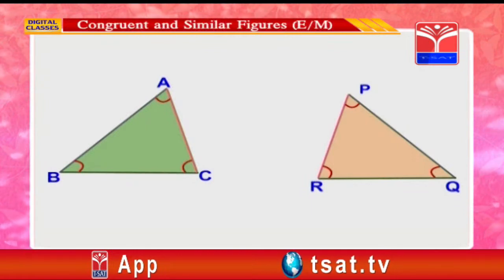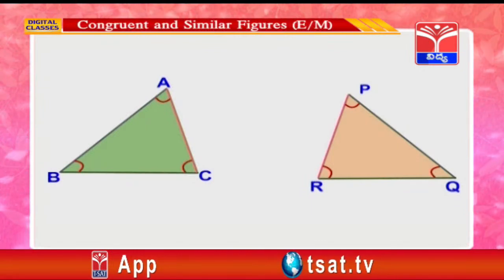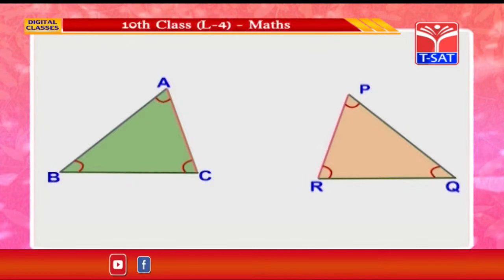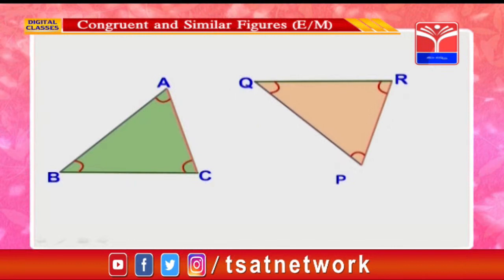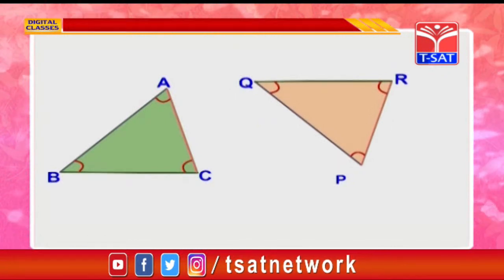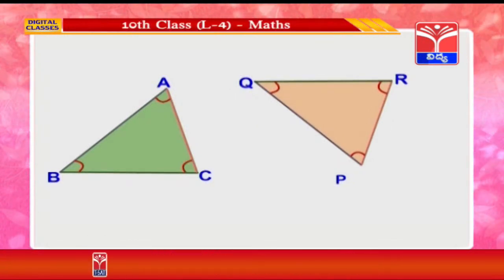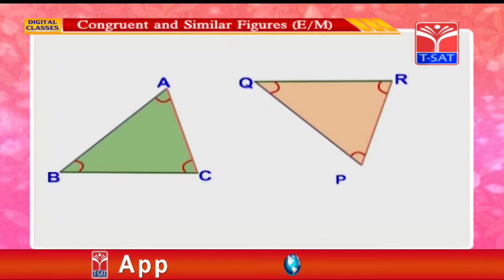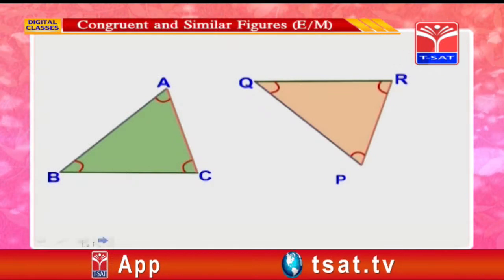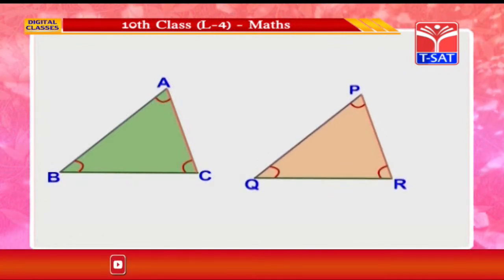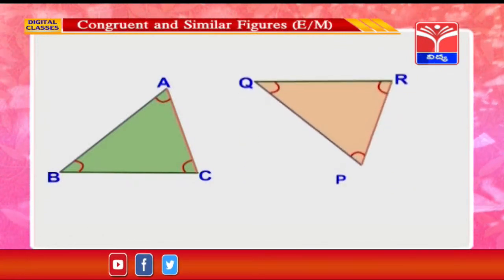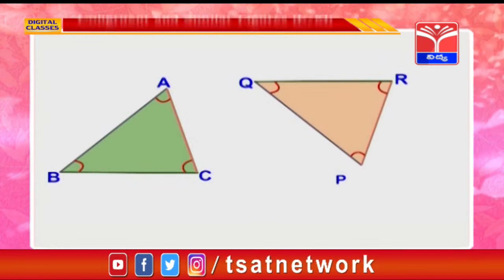Now, let us flip the triangle PQR horizontally. You can observe, children, the orientation of the triangle PQR has been changed, but you can see that the triangle PQR is still congruent to the triangle ABC. So, flipping of the triangle will not change its congruency.